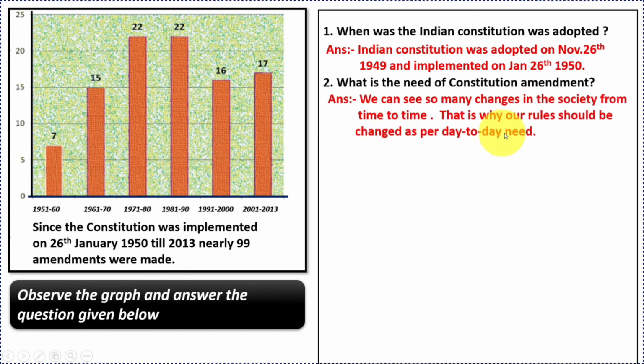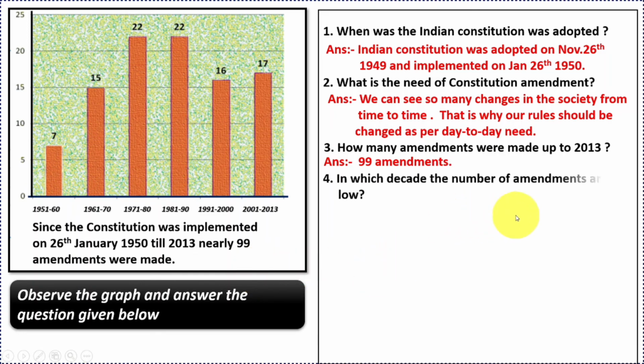We can see so many changes in society from time to time. That is why our rules should be changed as per day-to-day need. That's why we need a change, an amendment, in the Constitution. How many amendments were made up to 2013? If you count all this from 1951 to 2013, you will get around 99 amendments made so far.